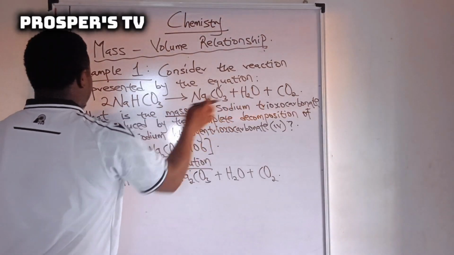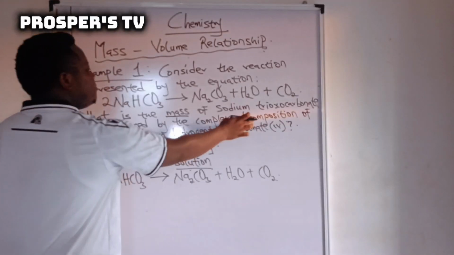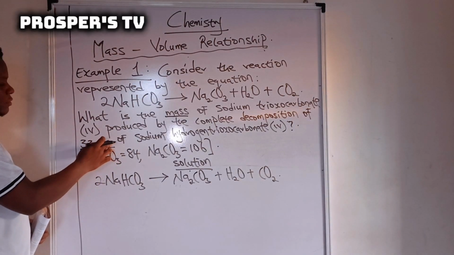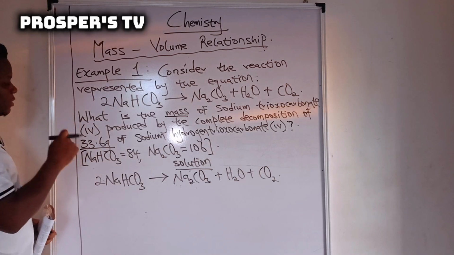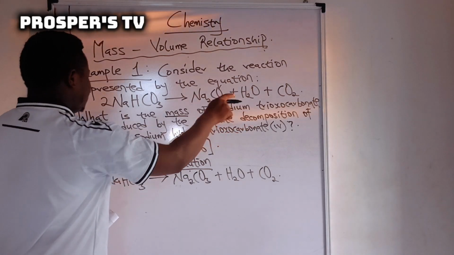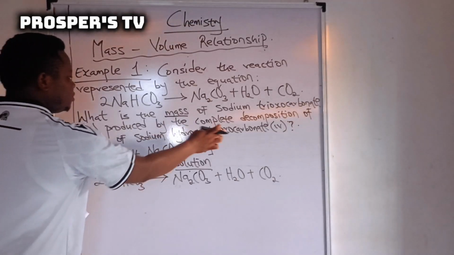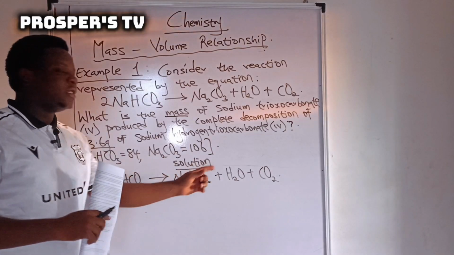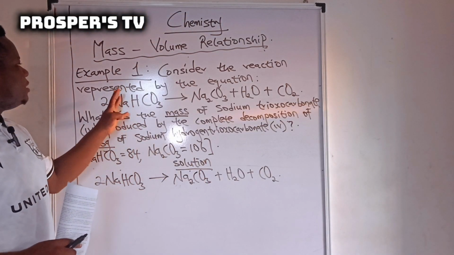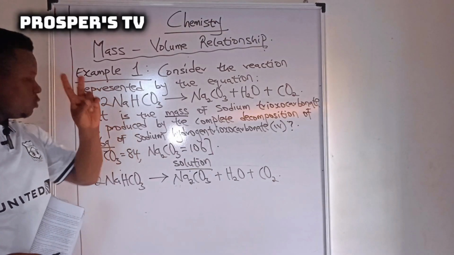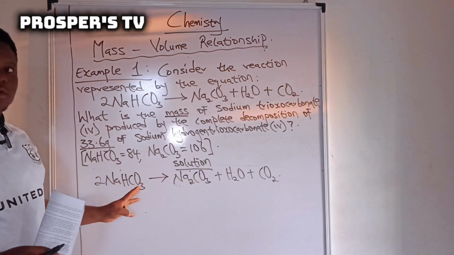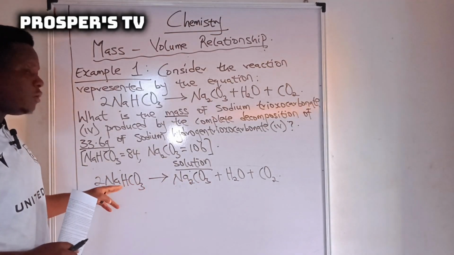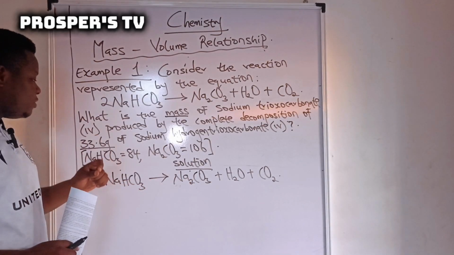What is the mass of sodium carbonate produced by the complete decomposition of, take note of this, 33.6 grams? Grams refers to the unit for mass. Grams of sodium hydrogen carbonate, NaHCO3. So your first step, sodium hydrogen carbonate, this is the compound they're referring to. Your first step in every question in your JAM exam that is a reaction like this is to identify the two chemical species mentioned in the question. So for this, they are relating the amount of sodium carbonate and the amount of sodium hydrogen carbonate.